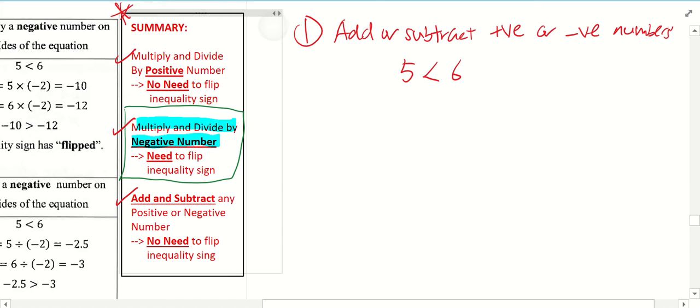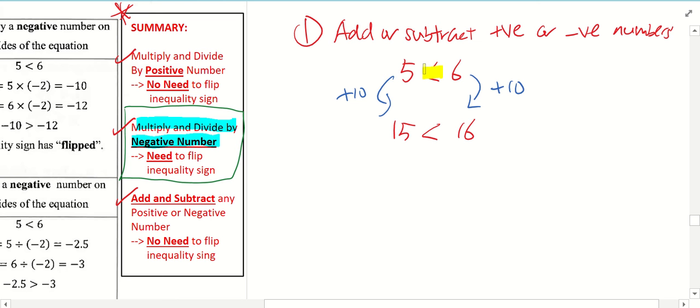Let's try adding a positive number, say plus 10. On the left hand side, we have 15. On the right hand side, we have 16. Well, 15 is still smaller than 16. So you realize that the sign remains the same.